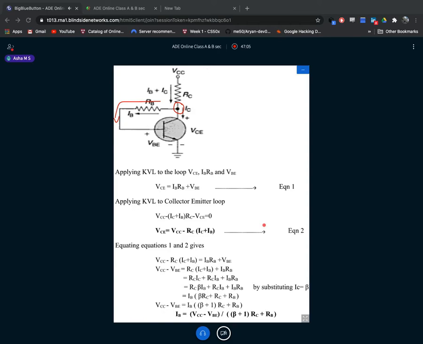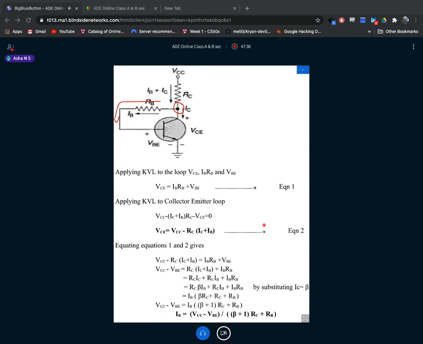Next, coming to the derivation. What is our aim? Our aim is to calculate IC and VCE. To calculate IC, what do we need? We need IB. To calculate IB, we apply KVL to the input loop. To get VCE, we apply KVL to the collector emitter loop.